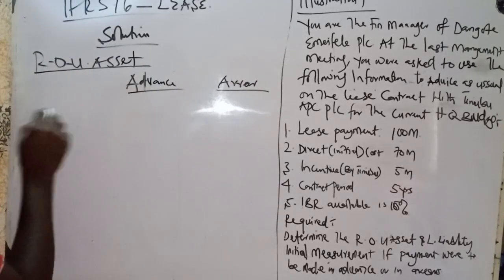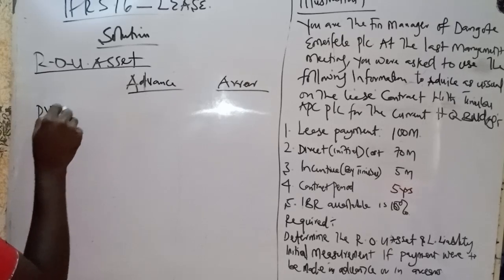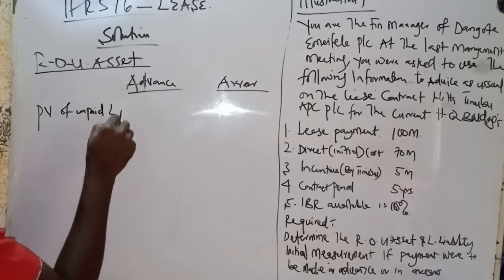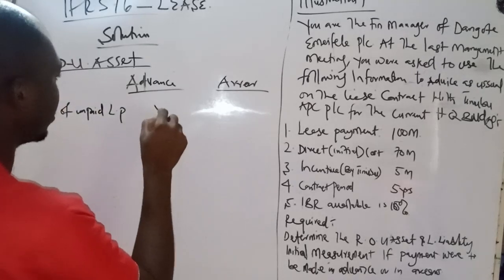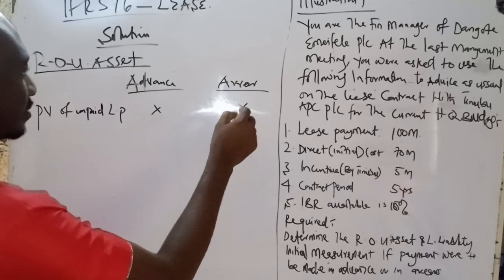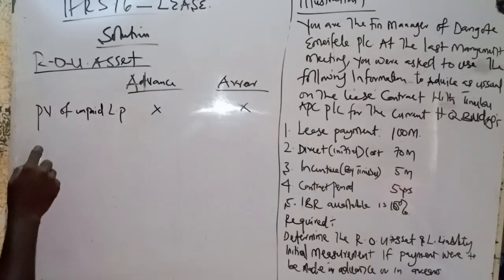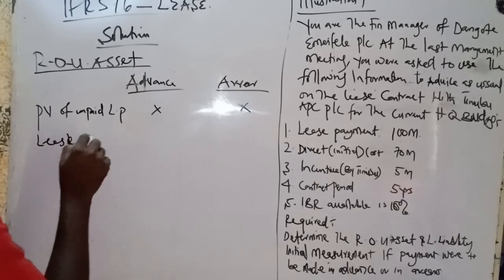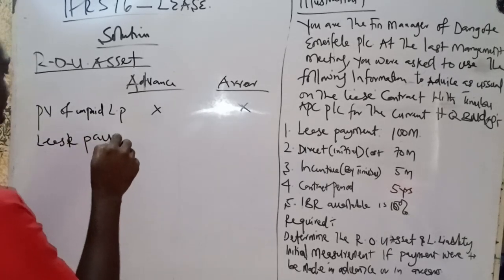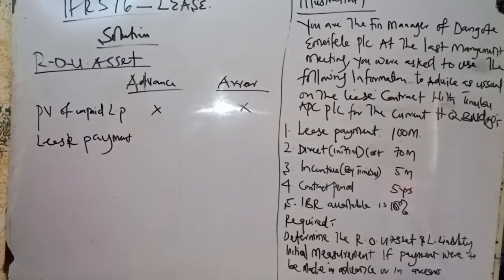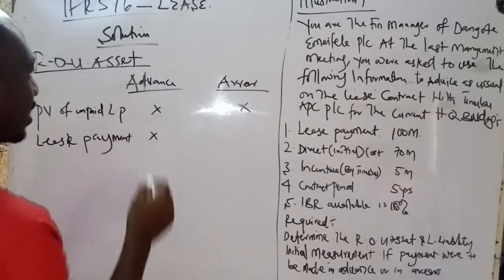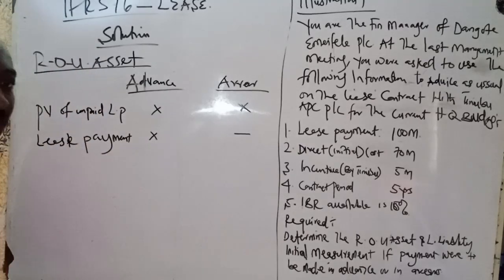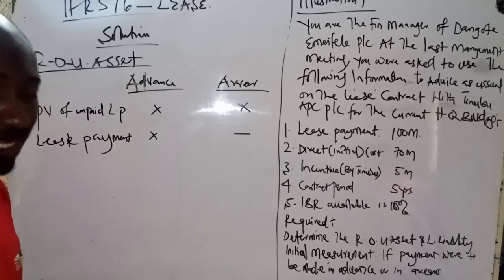So we have the following items that we will do. We have present value of unpaid lease payment. LP is lease payment. If lease payment has been made, now lease payment that is made in advance or at the beginning of the year is the only one you will recognize under advance. If it's in arrears, you will not recognize it because payment has not yet been made.